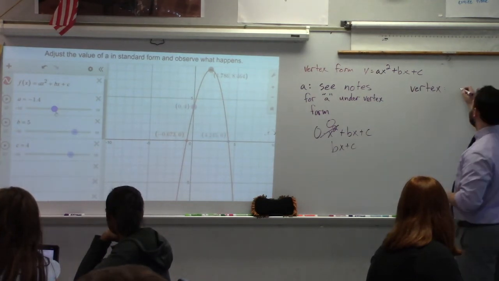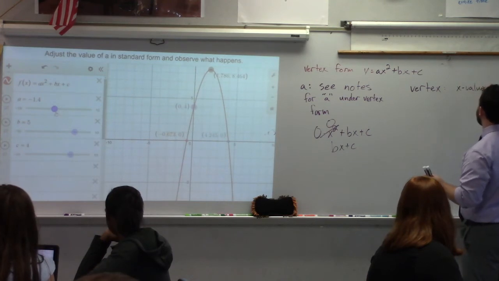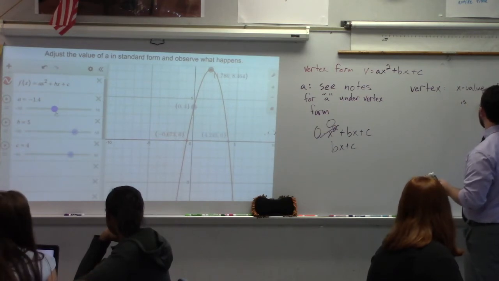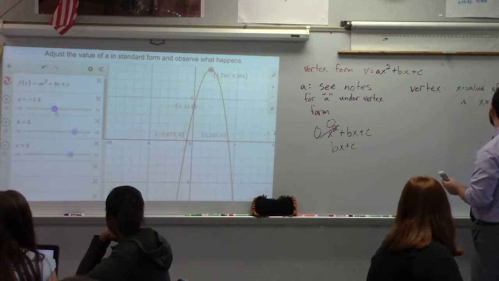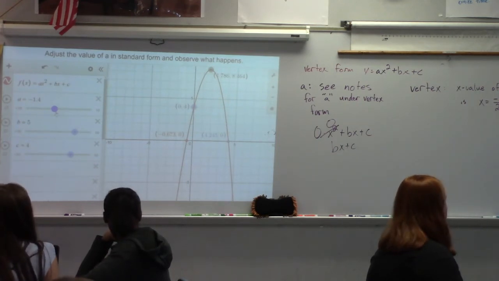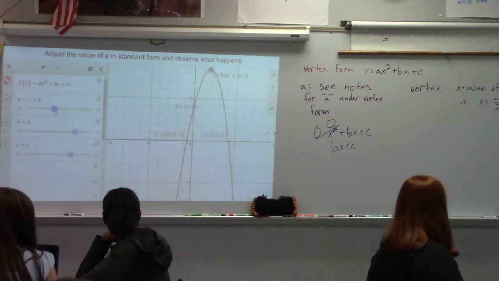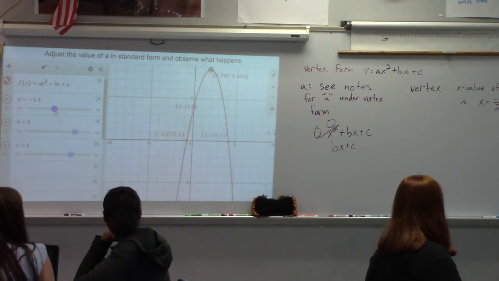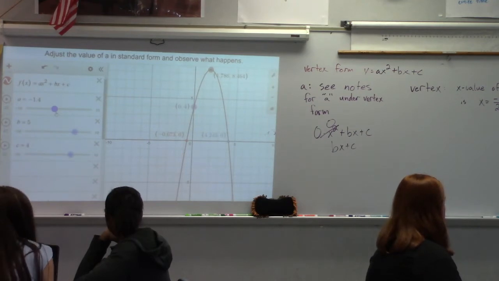The x value, this is only in standard form, right? So the x value of the vertex is x equals negative b divided by 2a. This only works in standard form, right? You need ax squared plus bx plus c. But the x value of your vertex is negative b divided by 2a. Now I'll go ahead and tell you, I cannot prove why unless we use calculus, and y'all haven't taken calculus yet, so just take my word for it for now. So the x value of the vertex is x equals negative b divided by 2a.